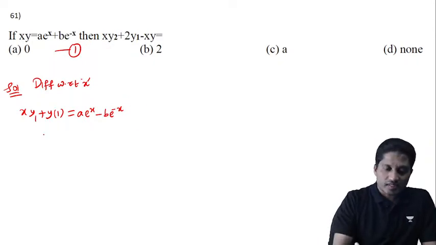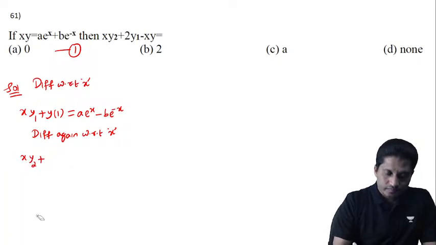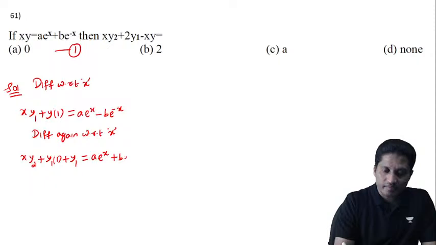If I differentiate once again, differentiating again with respect to x. Okay, first function is x, differentiation of y1 is y2, plus second function is y1, and differentiation of x is 1. Differentiation of y is y1, and on the right side you get a into e power x. E power minus x differentiates to minus e power minus x, so this is b e power minus x.